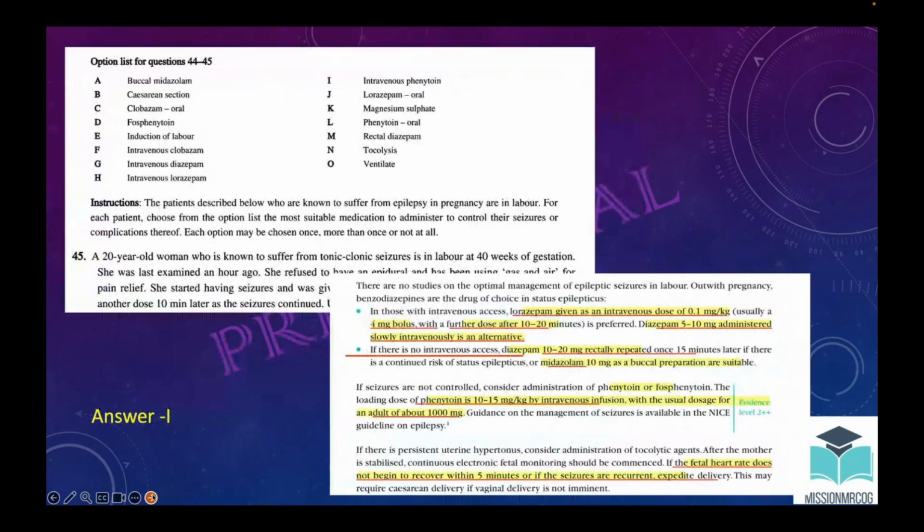Yes, so this is from the guideline. In status epilepticus, for those who have IV access, lorazepam is given. Otherwise, intravenous diazepam is an alternative. If IV access is not there, then rectal diazepam is given, or midazolam 10 milligram buccal preparation. If seizures are not controlled, IV phenytoin is given as an IV infusion.